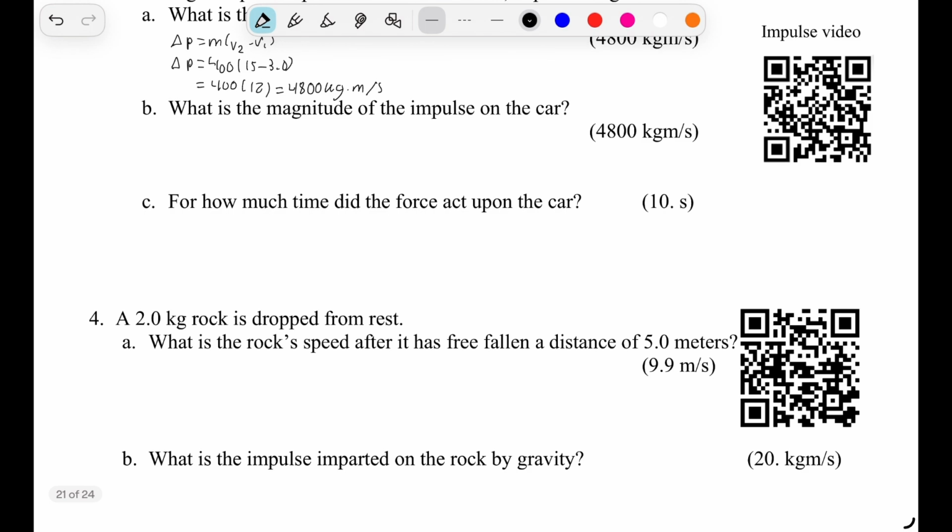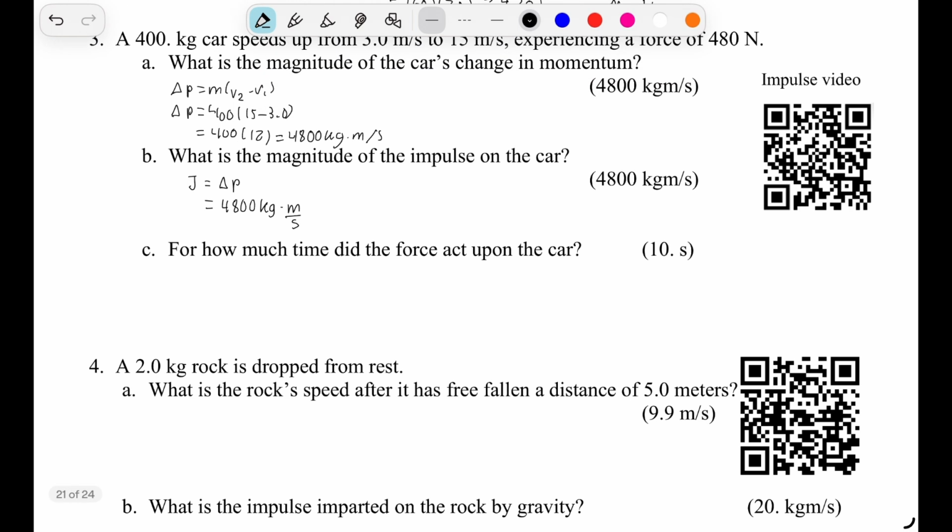What is the magnitude of the impulse on the car? So impulse J is equal to delta P. So that's going to be 4,800 kilograms times meters per second, which we found up here. So these are the same.